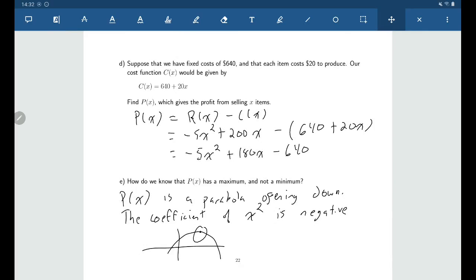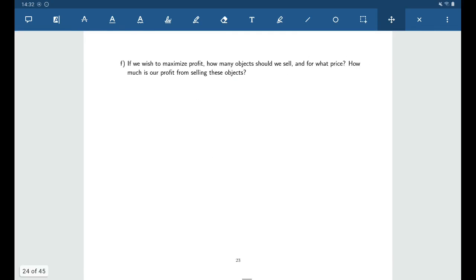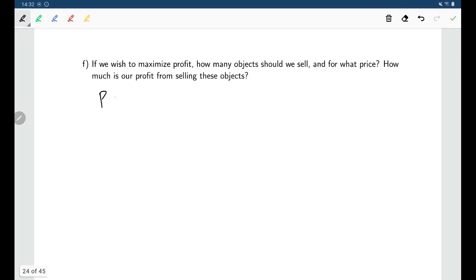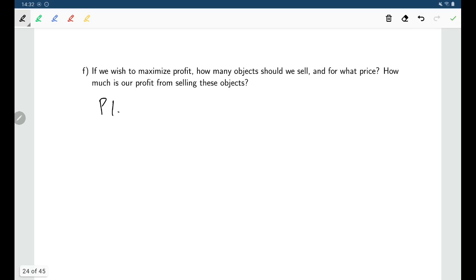All right, so no surprises here as to what we'll be doing next. Now that we have our profit function and we know that it has a maximum somewhere, we will want to find what the maximum profit is, how many items we sell, and what the price is. So, thinking about our profit equation, P of x is negative 5x squared plus 180x minus 640.